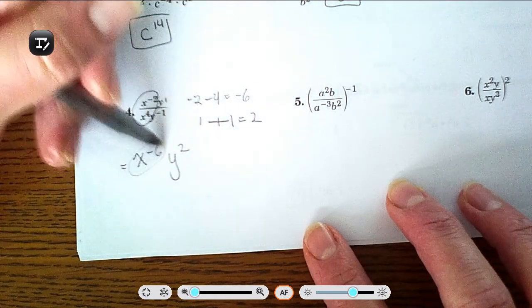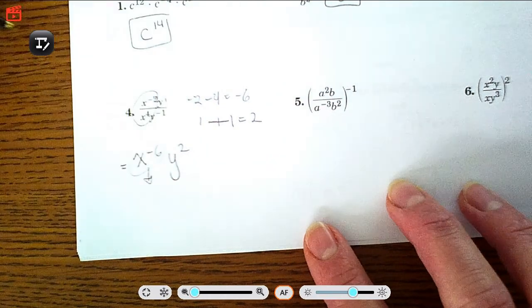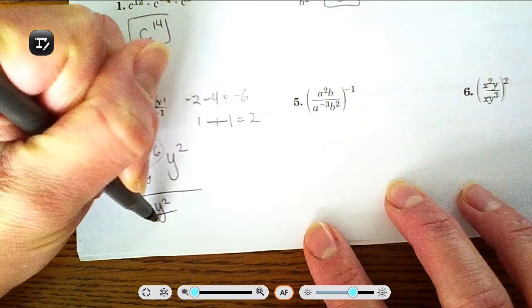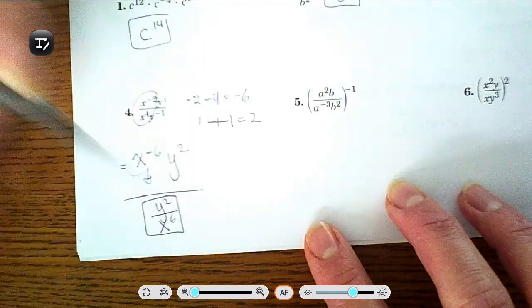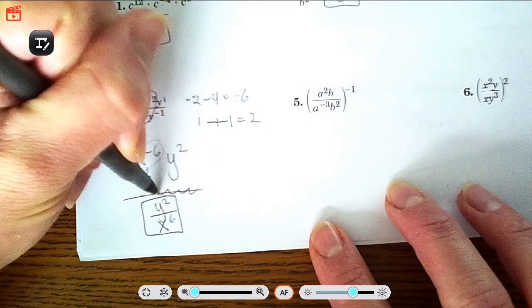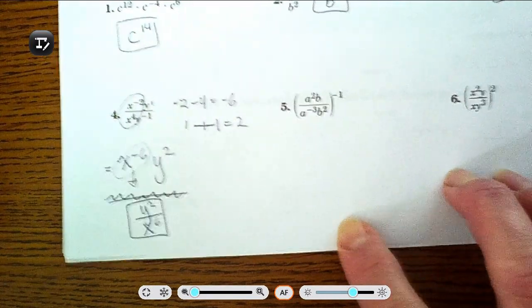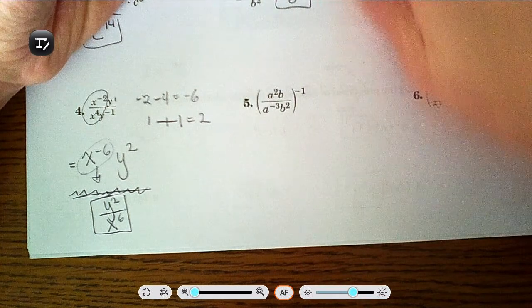Since this exponent has a negative, it needs to be sunk. So we get y squared over x to the 6. Okay. All right. Number 5, everything's being brought to the negative 1 power.